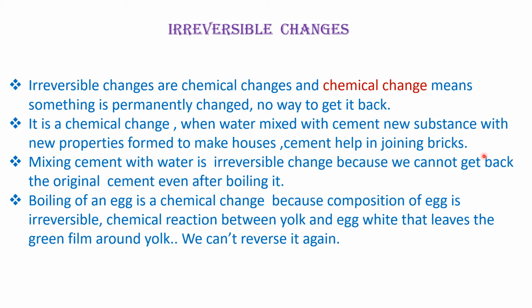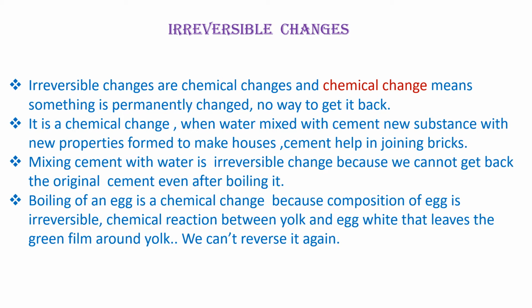So these are the irreversible changes. Irreversible changes, what do we mean by that? Irreversible changes are chemical changes. As we have already discussed, reversible changes are physical changes. Now we can say that irreversible changes are chemical changes. And what do we mean by chemical change? Chemical change means something permanently changed. There is no way to get it back.